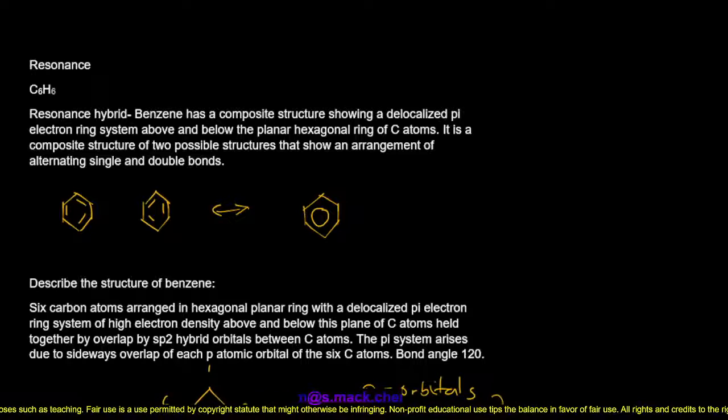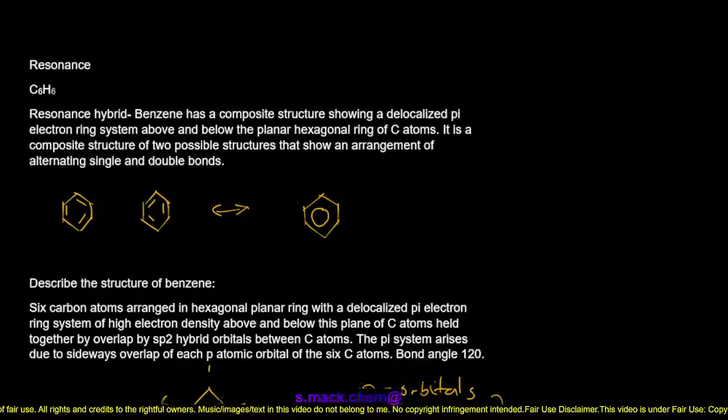Within our hexagonal ring of carbon atoms, each carbon is bonded to 2 other carbon atoms. So we have 1 sigma bond and another. So this is for each carbon atom. And each carbon is also bonded to a hydrogen atom. So this is also a sigma bond. So this gives us 3 sigma bonds in total.